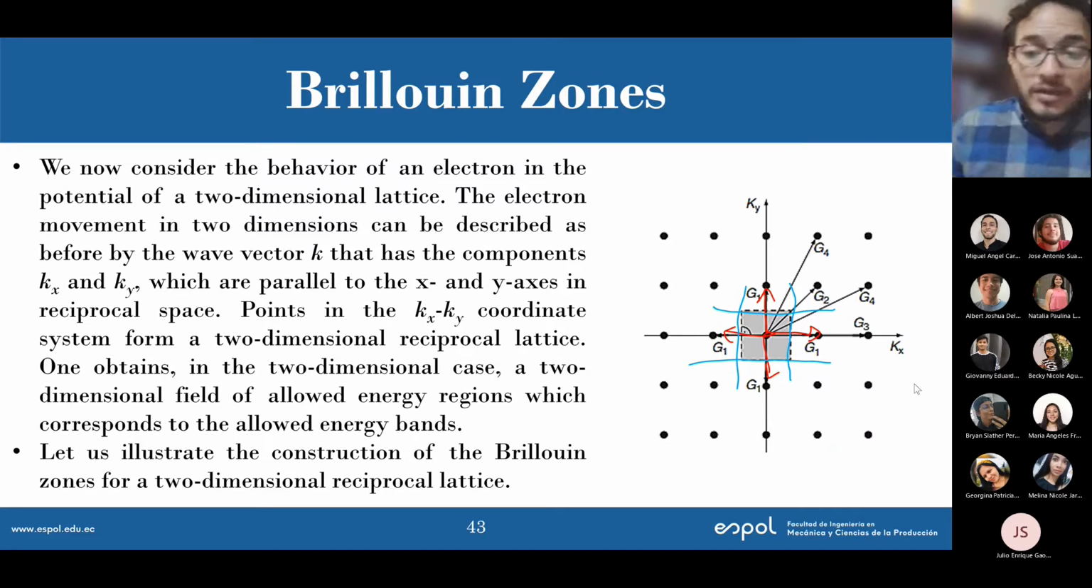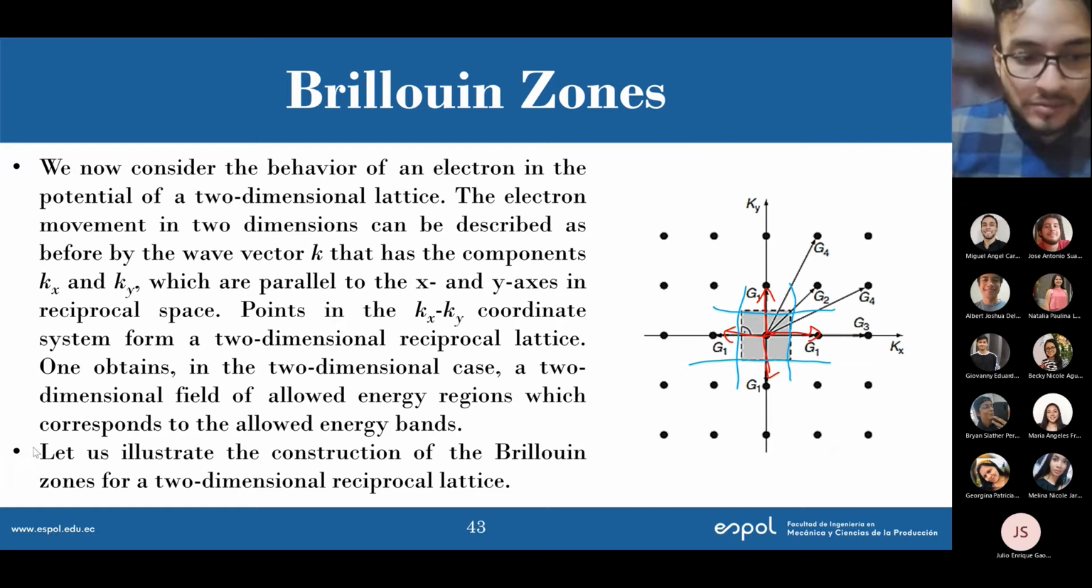So that area is the first Brillouin zone. It's basically the area that is defined by the bisectors of the shortest lattice vectors. And why the shortest? Because it's the first Brillouin zone. Right? So the second Brillouin zone will be defined by the second shortest lattice vectors, right?